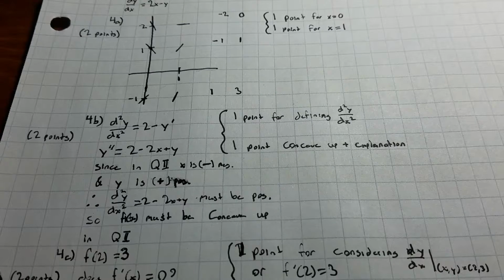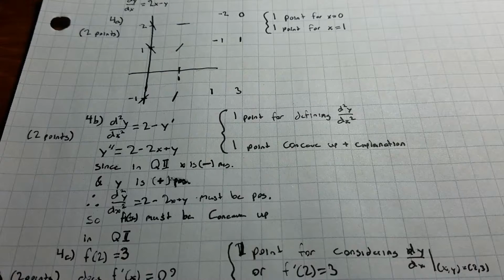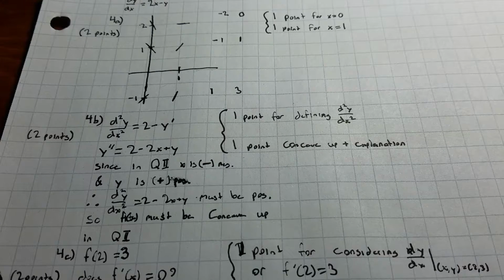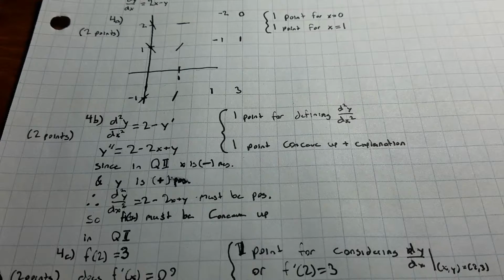The point distribution is as follows: 1 point for defining d²y/dx², and 1 point for concave up with an explanation. The most common mistake I would see a student making is perhaps not plugging in y' properly and not distributing the negative. So again, I would recommend the student go slow and make sure they are aware of what they are doing.